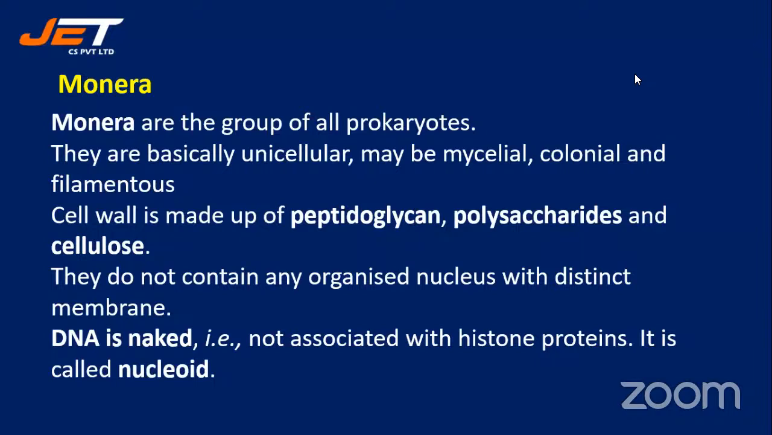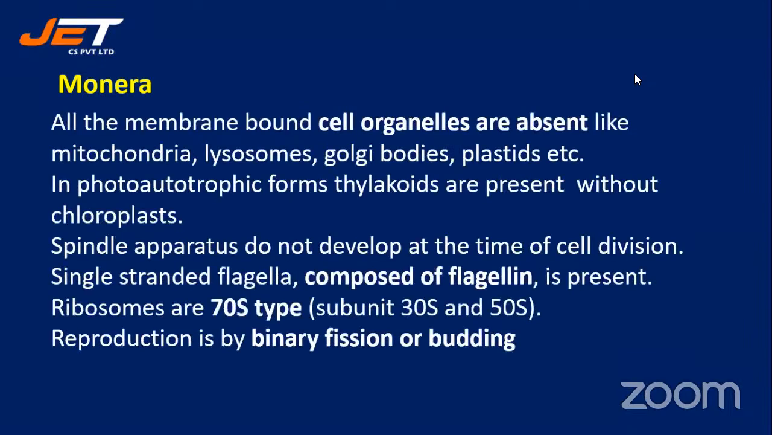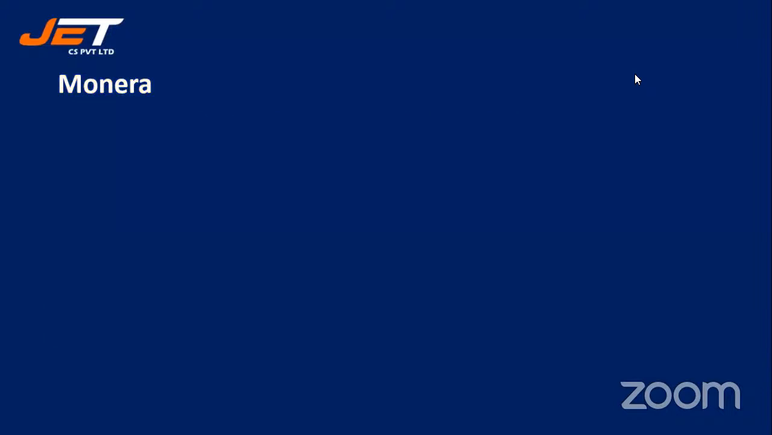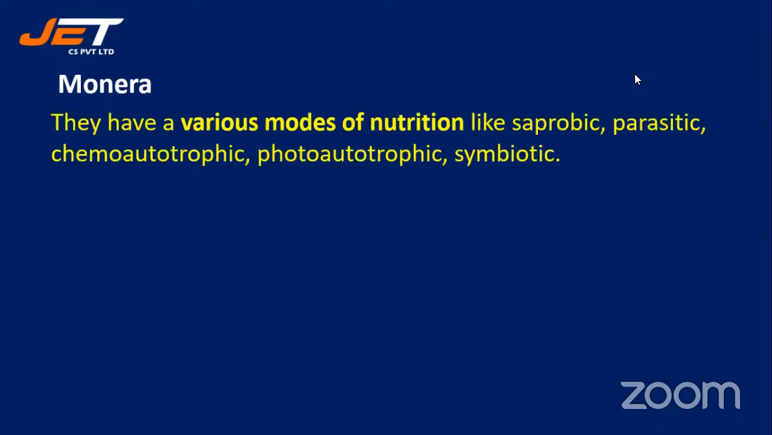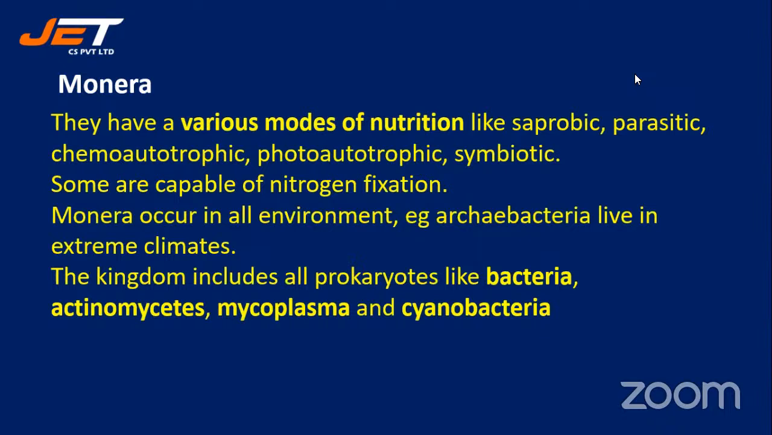This is just the revision part I am doing. So this is something we have learned in the last class. We have learned about the types of the Monera and also the types of ribosomes it has and so on. Okay, so it has different kinds of nutrition like saprophytic, parasitic, chemoautotrophic, photoautotrophic, symbiotic, and some are capable of nitrogen fixation. They can occur in all environments. We have learned the kingdom includes prokaryotes like bacteria, actinomycetes, mycoplasma, and cyanobacteria. We were doing the bacteria part.